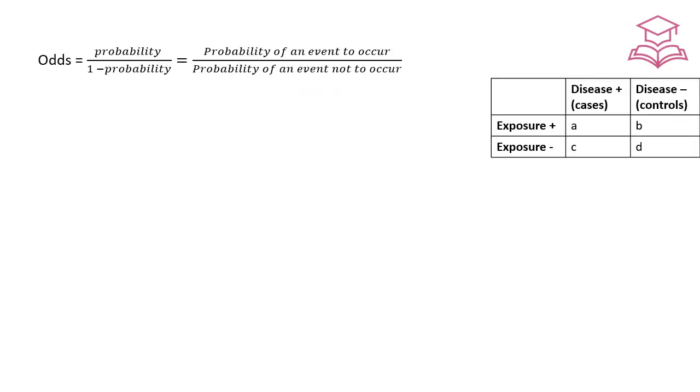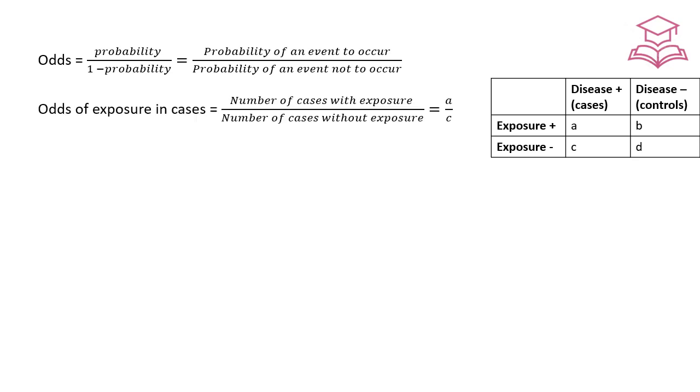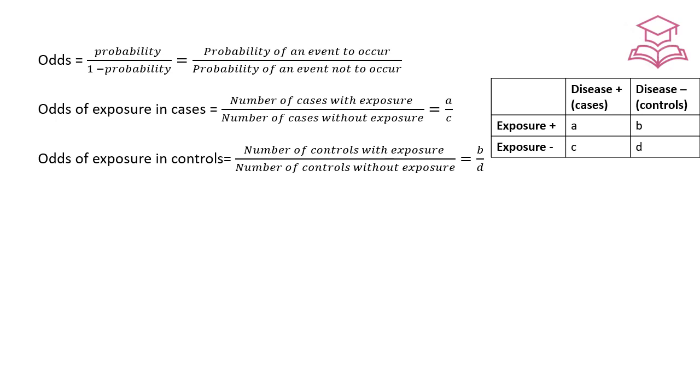Odds is equal to probability by 1 minus probability. This is equal to probability of an event to occur by probability of an event not to occur. Odds of exposure in cases equal to number of cases with exposure by number of cases without exposure. This is equal to A by C. Odds of exposure in controls equal to number of controls with exposure by number of controls without exposure. This is equal to B by D from the 2 into 2 table.